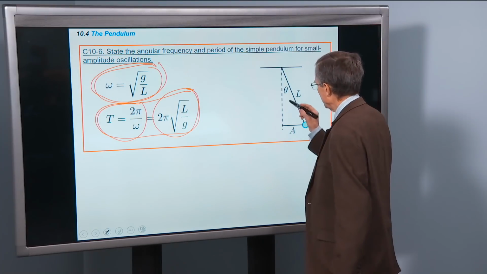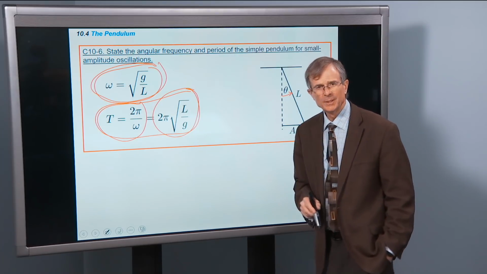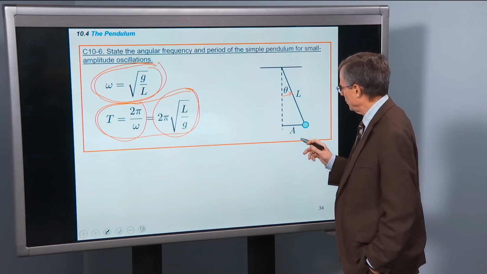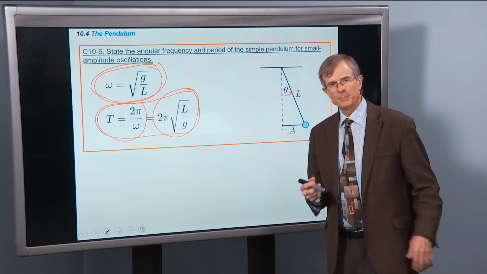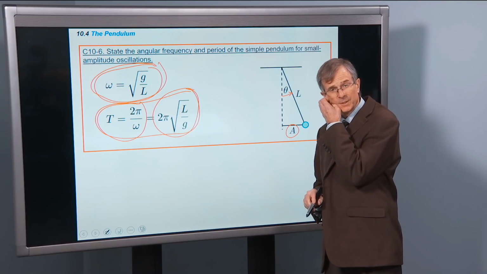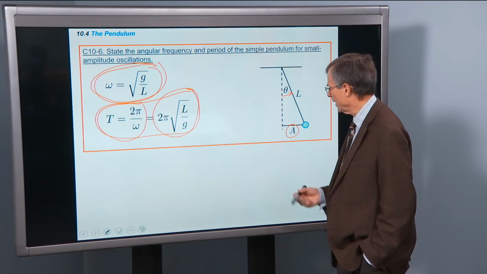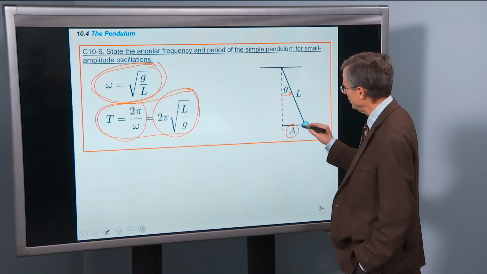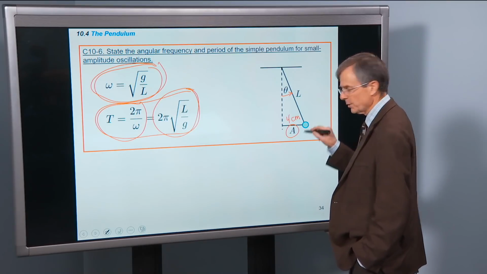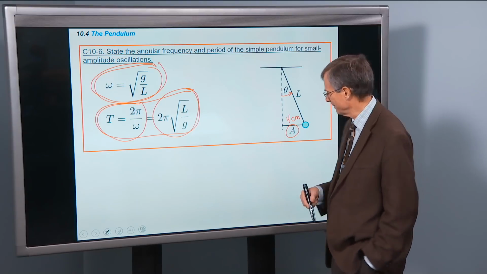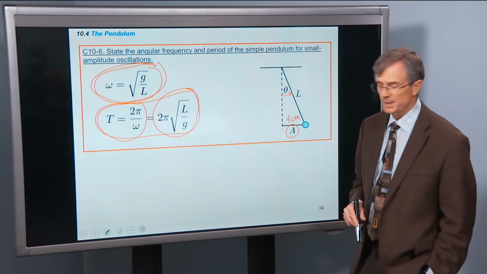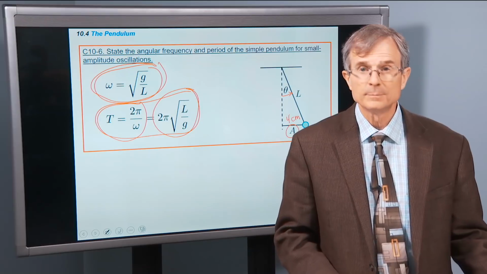In the video, we talked about the amplitude being measured as an angle, 15 degrees or whatever. You can also think about the amplitude being a horizontal displacement, the x value from the equilibrium position. So either way works. You can say that the amplitude of this motion is 4 centimeters, for example, if you move 4 centimeters to the right of the equilibrium position. Or you can say it's 15 degrees or whatever. There are 2 different ways of thinking about the amplitude of a simple pendulum.